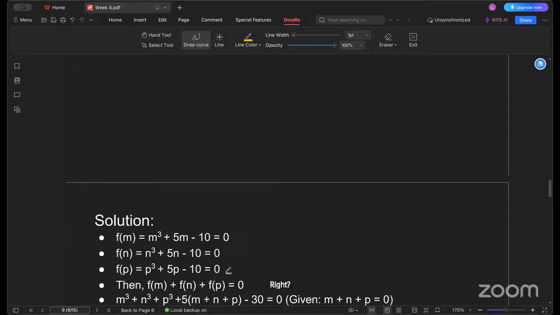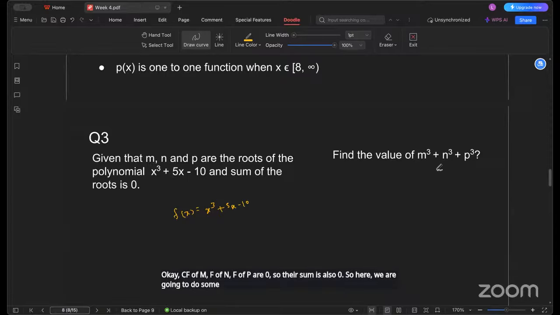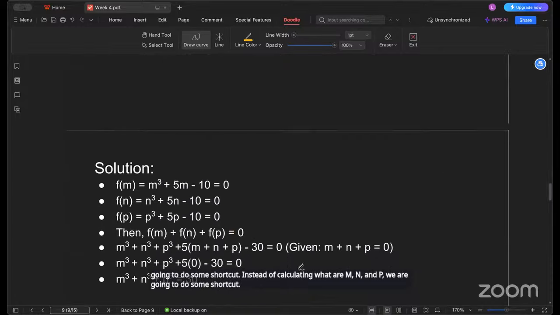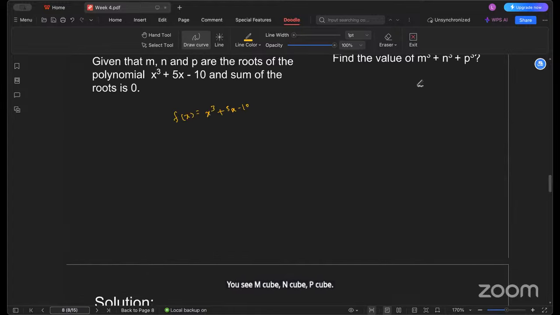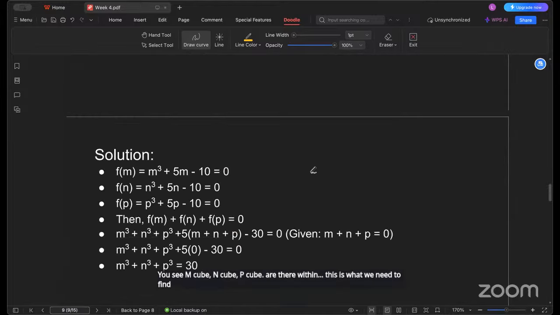So that is the first thing, right? So you know that f of m, f of n, f of p are 0. So their sum is also 0. So here we are going to do some shortcut. Instead of calculating what are m, n and p, we are going to do some shortcut. So how are we going to do it? Because you see m cube, n cube, p cube is what we need to find. And they are here within this expression.